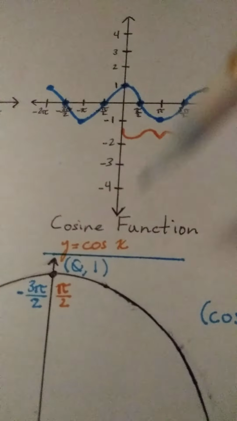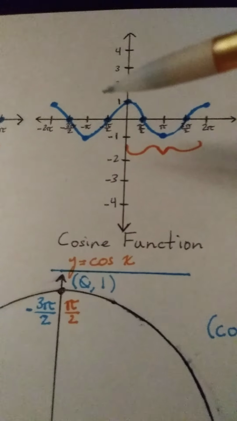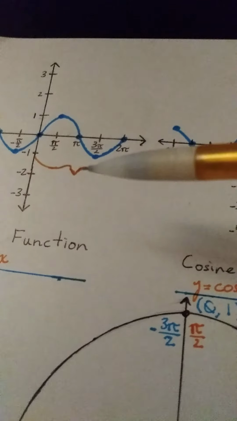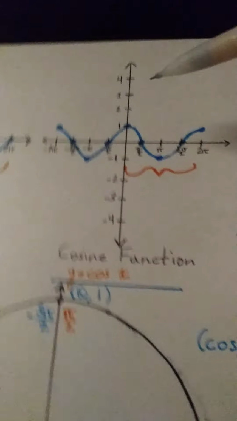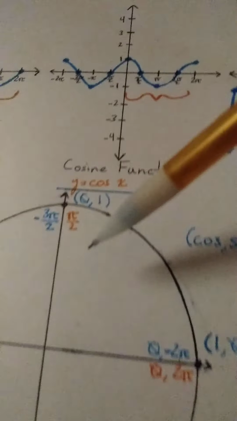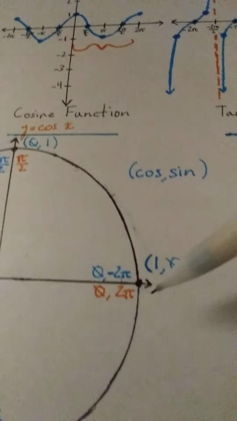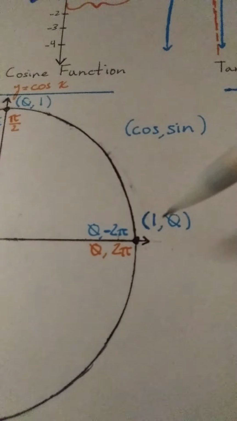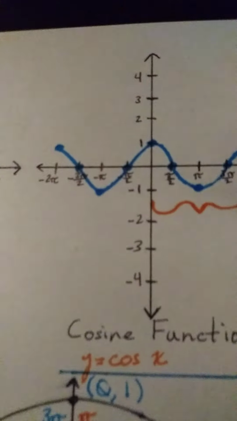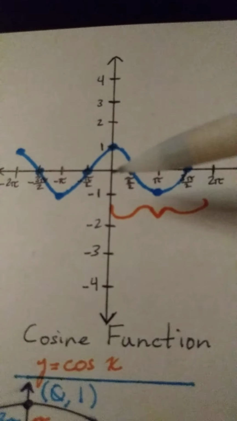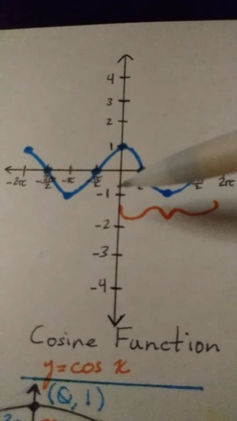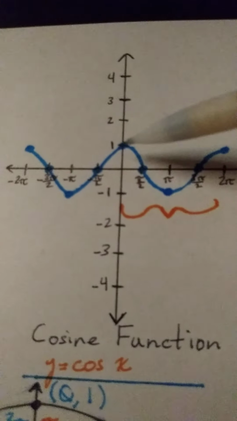Moving on, this is the cosine function. Similar to the sine function, you're going to start at 0 on the unit circle. Since cosine will always be your x value, you're going to start with the x value of 0, 1. So on your graph, when x is 0, you're going to have your y value at 1 right here.